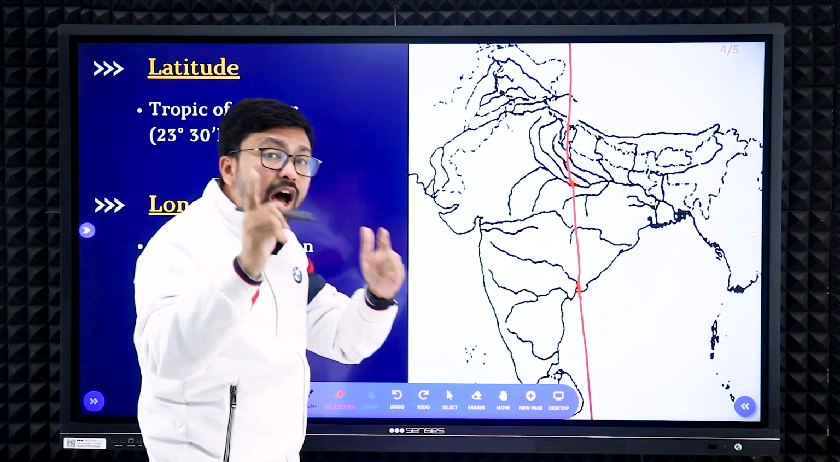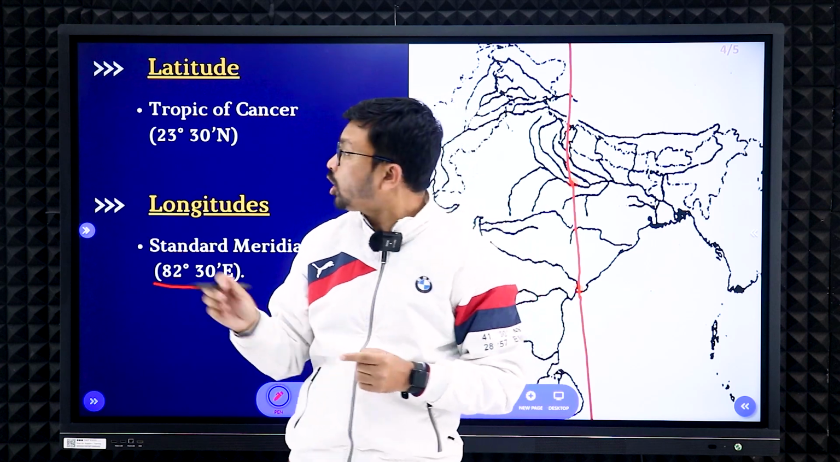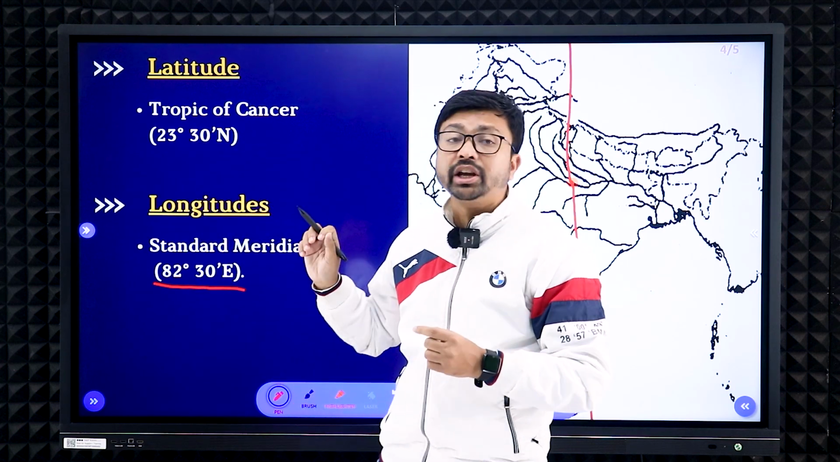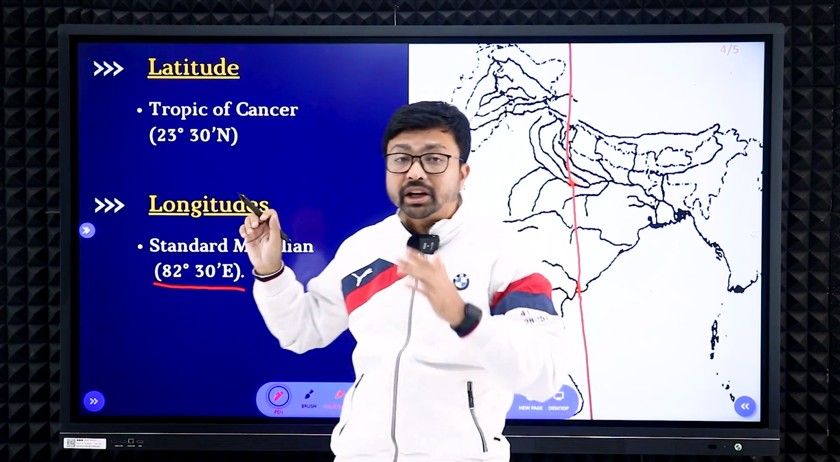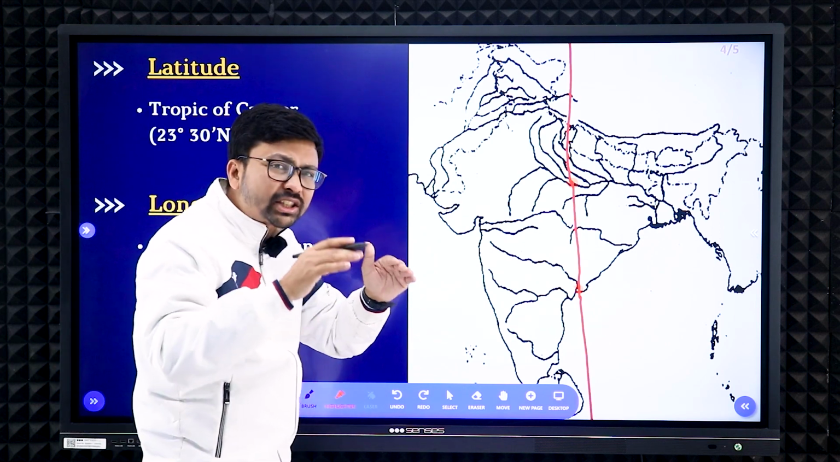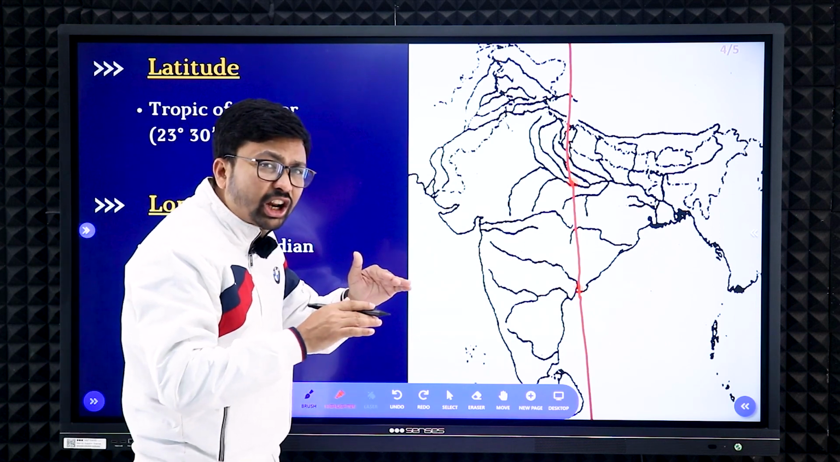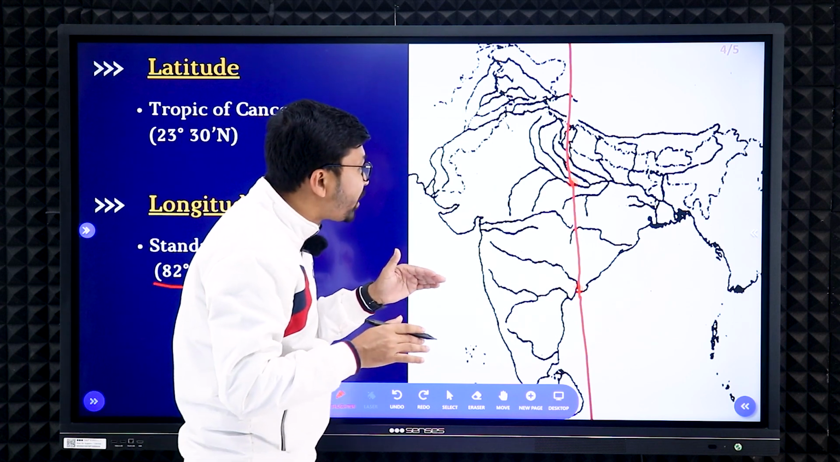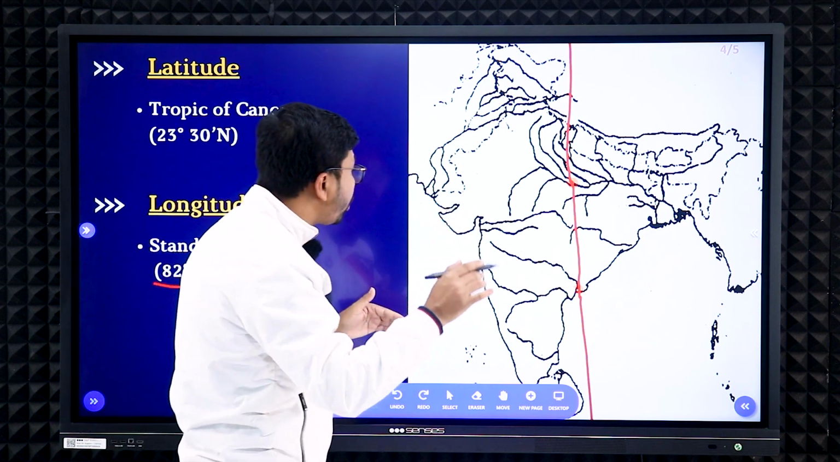Now next one, you have to mark the Tropic of Cancer, that is 23.5 degree north, 23 degree 30 minute north. What will be the clue? How do you have to mark those things, right? It passes almost through the center of our India, right? To the middle of our India. So how do you have to mark? The clue, it will be there.